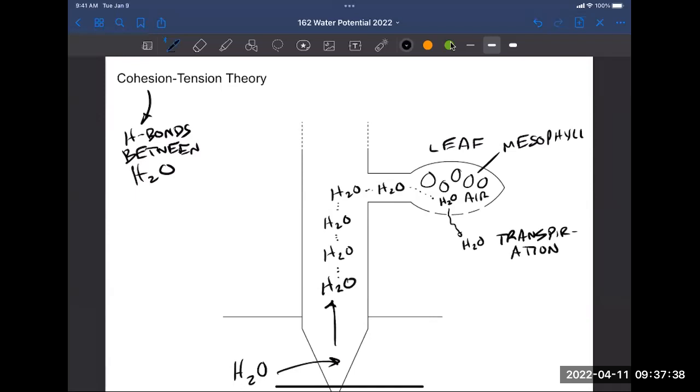There's trees that are 100 meters tall, right? And these tiny little forces are enough to move water most of this way. And here's where pressure and things like that come into it. This transpiration is a source of negative pressure. So I'll say, creates negative pressure in the leaf.